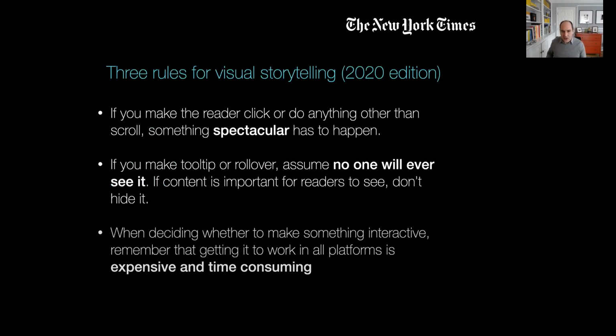Three rules for visual storytelling from the New York Times. If you make the reader click or do anything other than scroll, something spectacular has to happen. It needs to be worth that effort. If you make a tooltip or a mouse over, assume no one will ever see it. That's very interesting. If content is important for readers to see, don't hide it. Have it on the screen. And of course, making something interactive that works on all platforms is expensive and time-consuming.